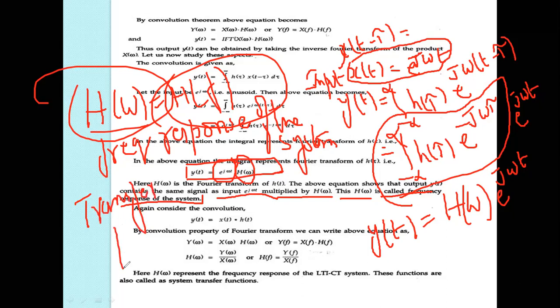Transfer function. Both the functions are the same. Either we can call it the frequency response of the system or the transfer function of the system. So H of omega is the frequency response of the system. Again, consider the convolution y of t equals h of t convolved with x of t.